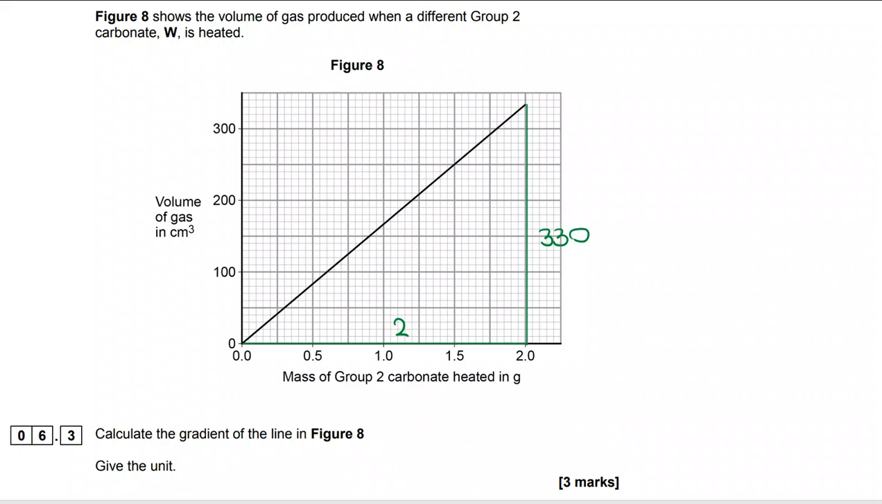So that's 2. To calculate a gradient, I need to do change in Y divided by change in X. That's 330 over 2, giving us a value of 165. And the units, if you simply substitute the units into that same expression, I've got cm cubed divided by grams. And that means that the units are cm cubed per gram.